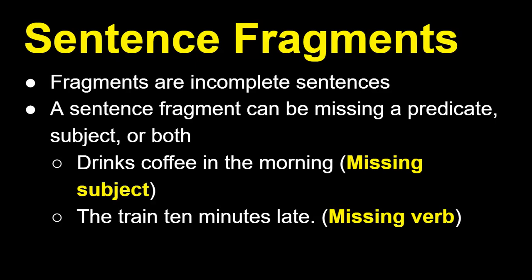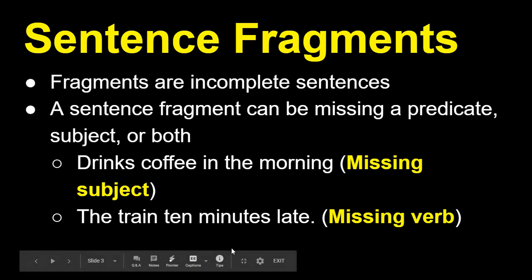Sentence fragments are incomplete sentences. That means they don't have everything they need to express that complete thought that is required to produce a grammatically correct complete sentence. So, a sentence fragment can be missing a predicate, a subject, or both. Drinks coffee in the morning. As you can see, that's missing a subject. We don't know who is performing that action. Hi, yes, it's me. It's Miss Welch. I'm the one drinking all the coffee in the morning. But my name isn't there, so it's incorrect.